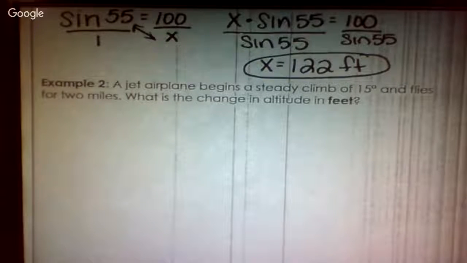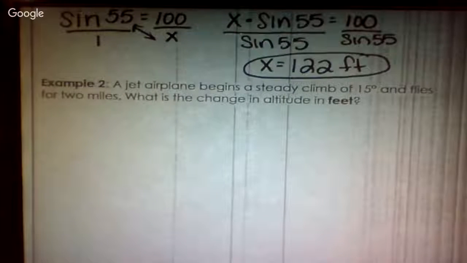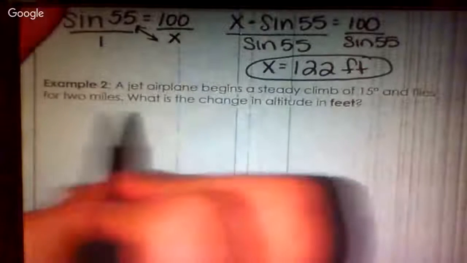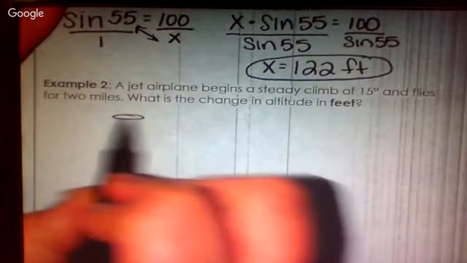All right. Example number 2. We've got a jet plane that begins a steady climb at 15 degrees and flies for 2 miles. What is the change in altitude in feet? So, what does this picture look like? We've got an airplane up in the air. Okay, we've got this plane.